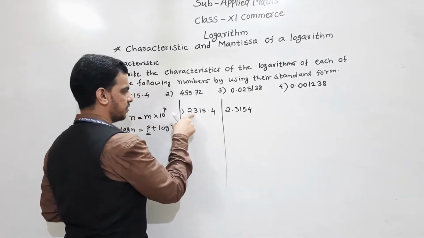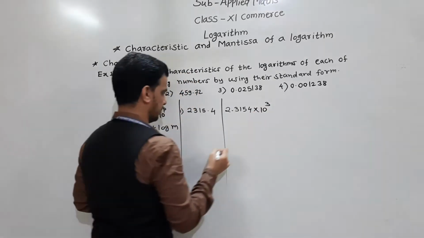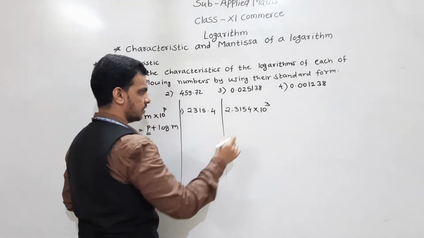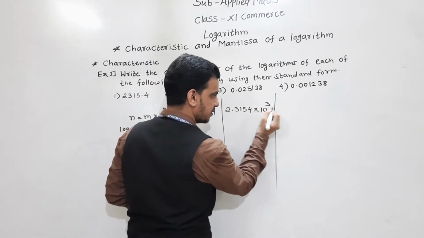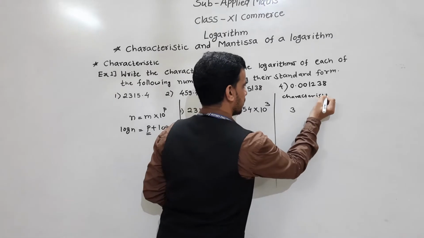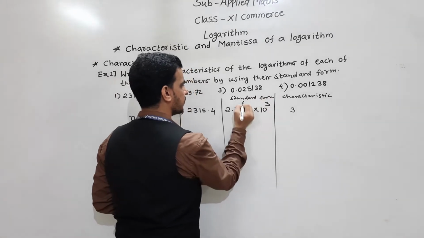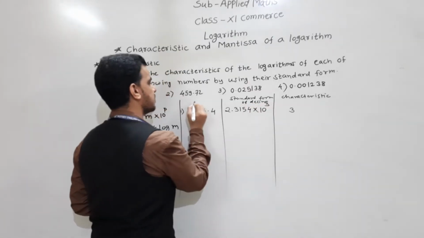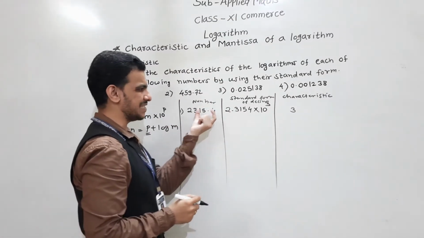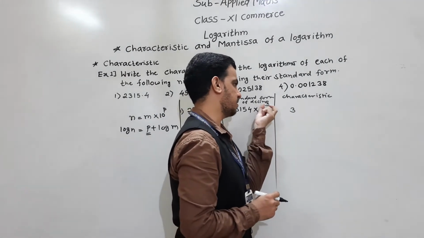2.3154. Now we have to shift the decimal point 3 places to the left side, so multiply by 10 raised to 3. So it is 2.3154 into 10 raised to 3. Here the value of p is 3, so the characteristic is 3. This is the characteristic, this is the standard form of decimal, and this is the number. So this is the first method. First we have to write the number in standard form, and whatever power of 10 is there, that is the characteristic.